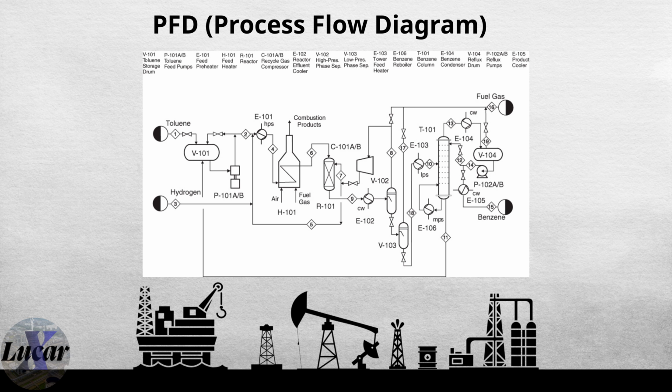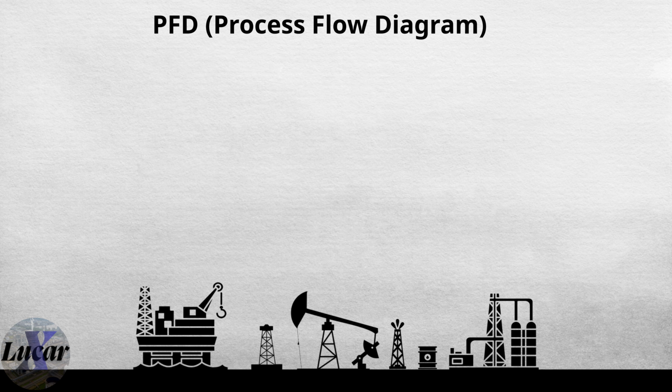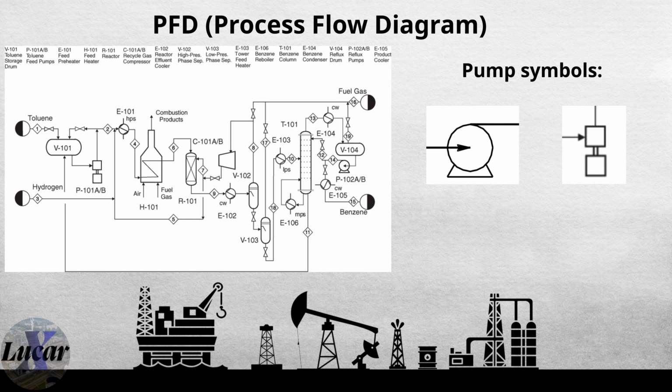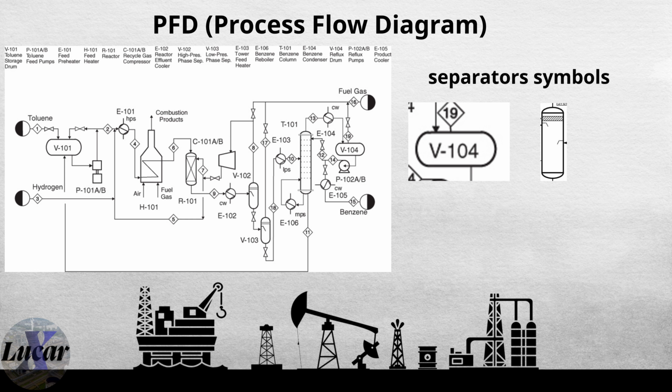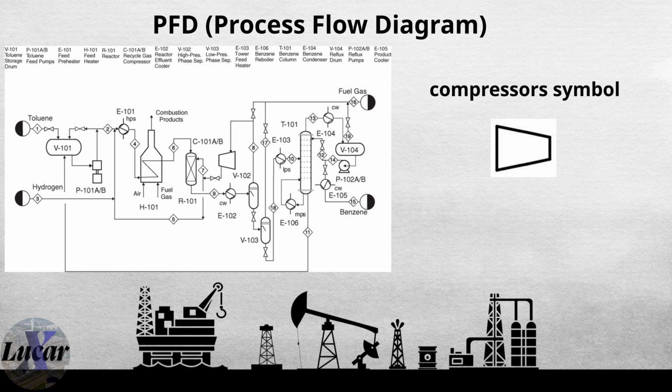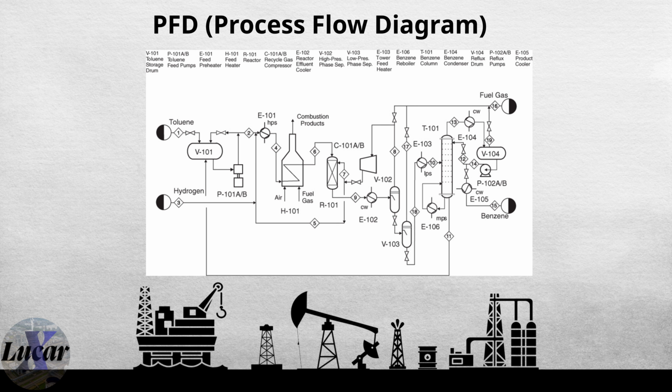Second, PFD, process flow diagram. Now we move one level deeper. A PFD shows the main equipment and main process streams. You'll typically see major items like pumps, heat exchangers, separators, columns, and compressors. You also see stream information, sometimes flow rate, temperature, pressure, or composition, depending on the company standard.